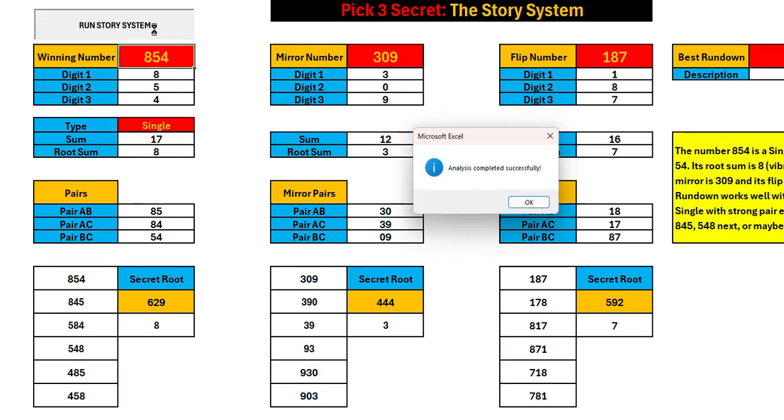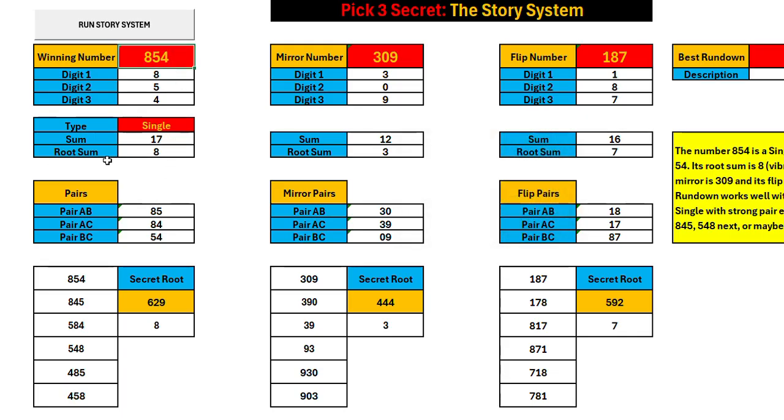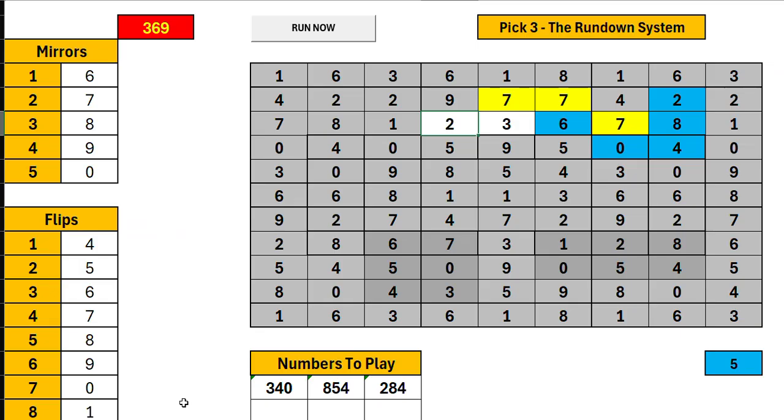So this 854 was the main number, but there was no pairs in this one. Well, actually, the 854 came up as 284. 84 was the pair itself, right? So one of the pairs is here already. You just had to put the 2 in the front.